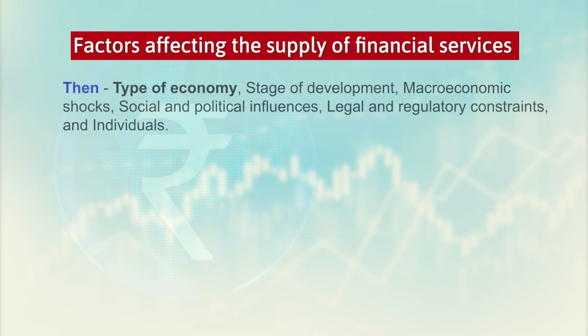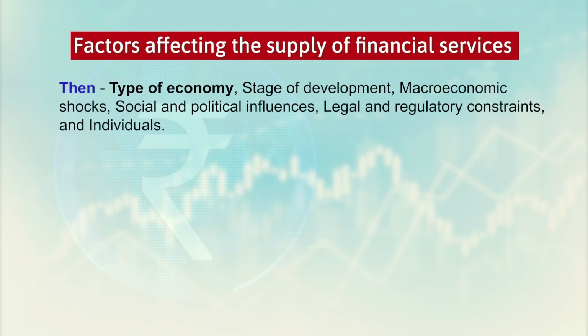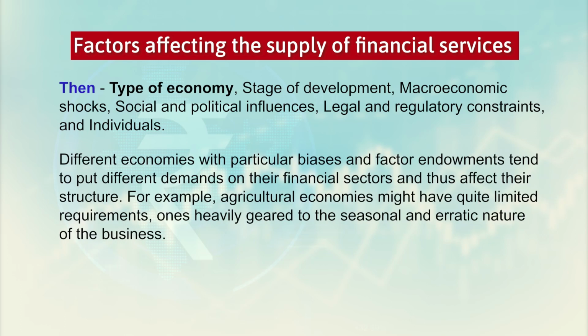So in the context of then, we have the type of economy, which plays a very important role in affecting the supply of financial services, because different economies with particular biases and factor endowments tend to put different demands on their financial sectors and thus affect their structure. For example, agricultural economies might have quite limited requirements, ones heavily geared to the seasonal and erratic nature of the business, while in an industrialized economy, the nature of finance would be totally different.